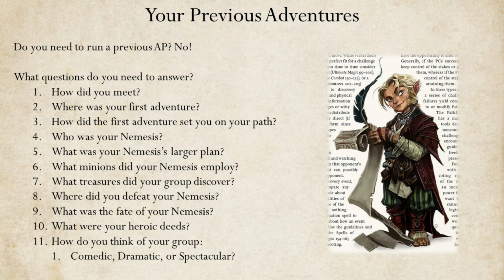6. What minions did your nemesis employ? This question is asking for a broad description of the most iconic servants of your nemesis. Appropriate answers might include devils, shapeshifters, cultists, fey creatures, undead, or elementals, among other such broad categorizations. 7. What treasures did your group discover? This question is asking for one specific object or piece of information or knowledge which the PCs obtained, which was either controlled by the nemesis or was critical to the defeat of the nemesis.